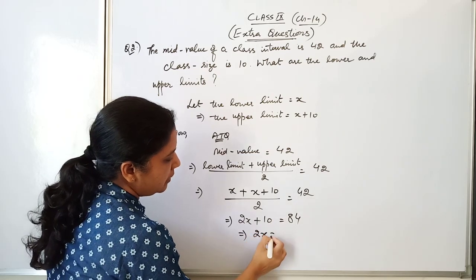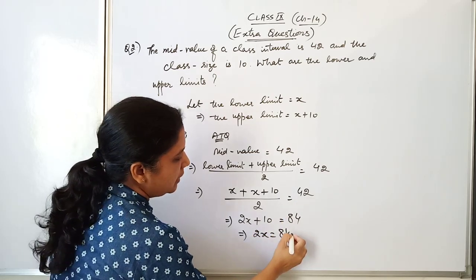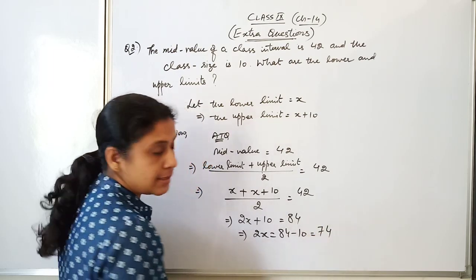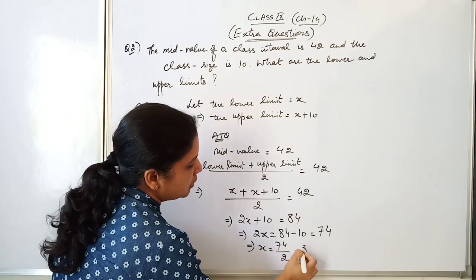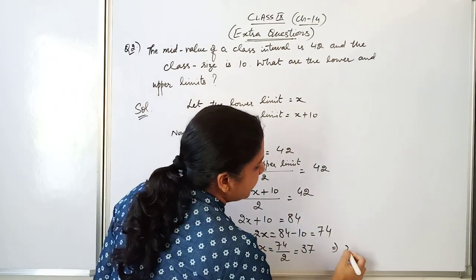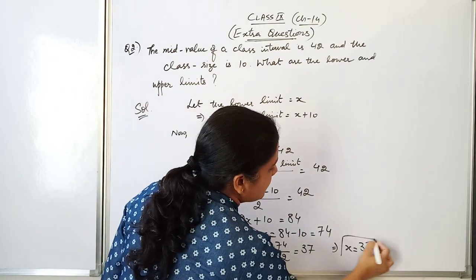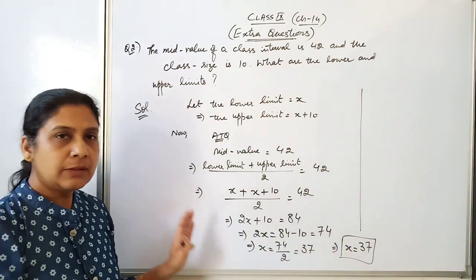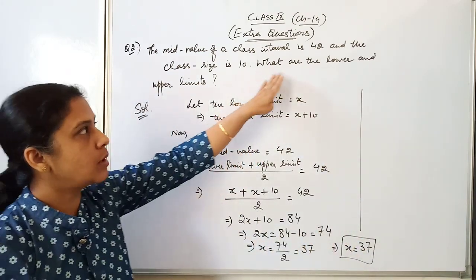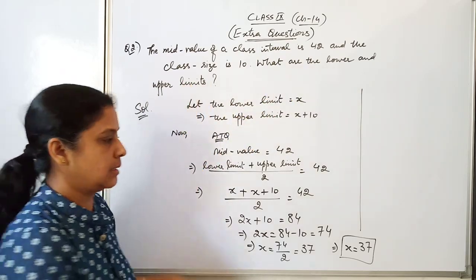So we are having 2x is equal to 84 minus 10, that is 74. So x is equal to 74 upon 2. When I simplify, I get the value as x is equal to 37. The question does not stop over here. Don't leave the answer over here, because the question says what are the lower and upper limits.